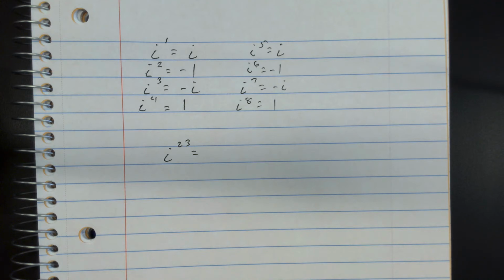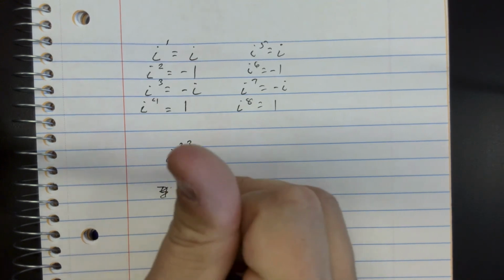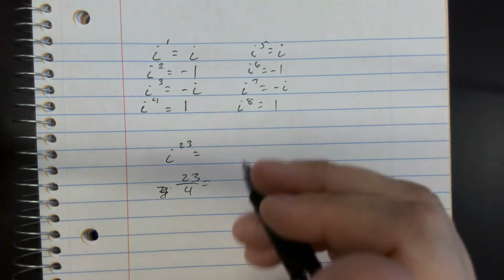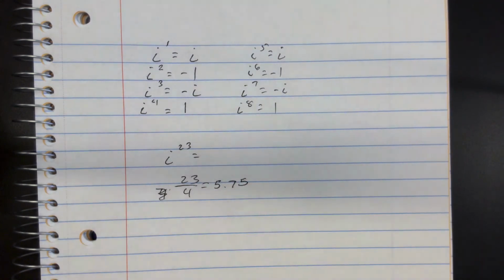So I to the 23rd would actually be negative I. The way we do this is we're going to divide 23 by 4, which is going to give us 5.75. Now I'm going to show you a little shortcut here. Okay?